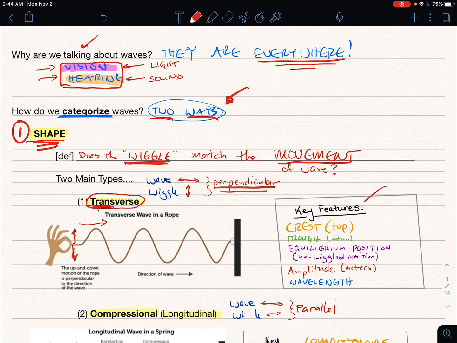There are some key features here, and some of this might be anatomy that you all learned about in junior high school. We're going to call the top of all of the waves crests. So there's a crest, there's a crest, there's a crest. That's just another way of saying the highest point that the wave makes.